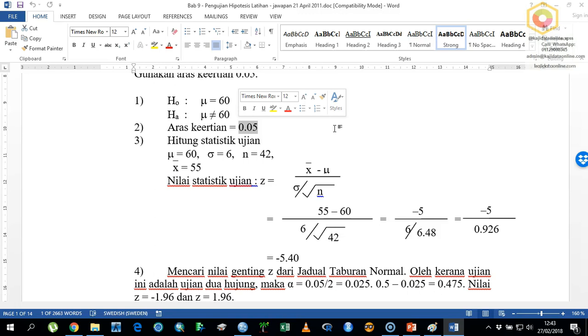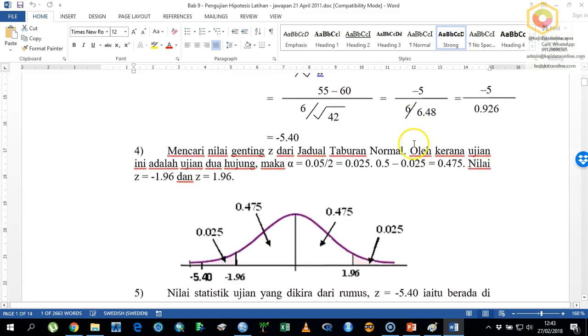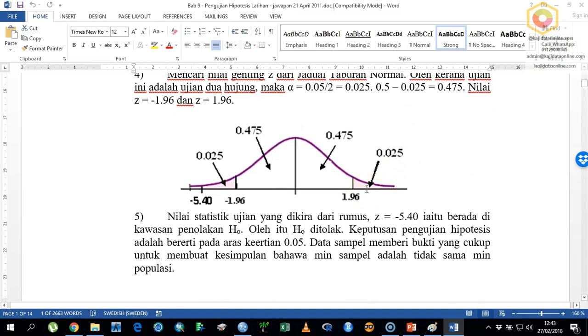0.025 at one end is the value of the area, right? So the remaining area will of course be 0.475, and 0.475 corresponds to 1.96. Right? 1.96 is actually your critical value, or the critical region of rejection, whether your calculated value is more than or less than this value.